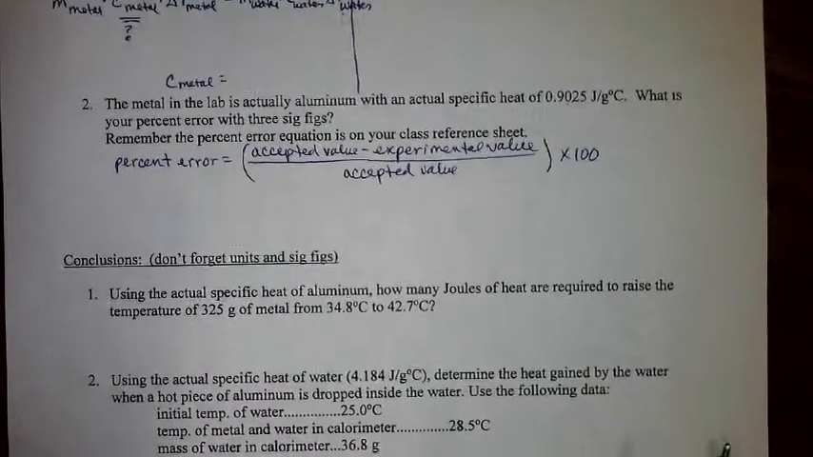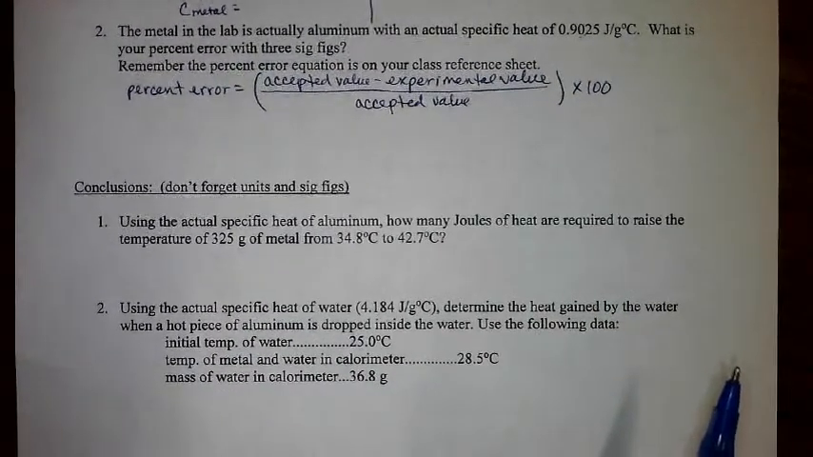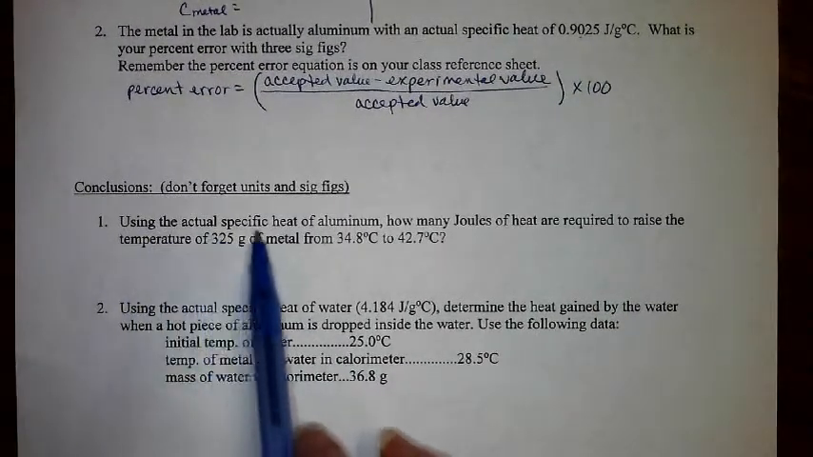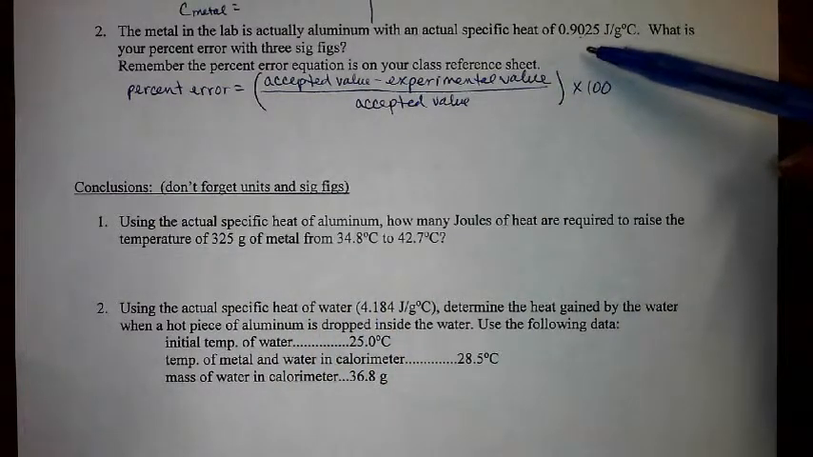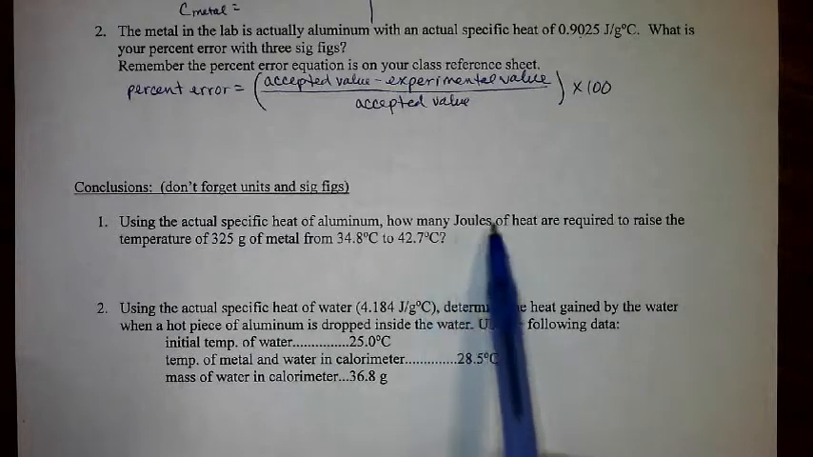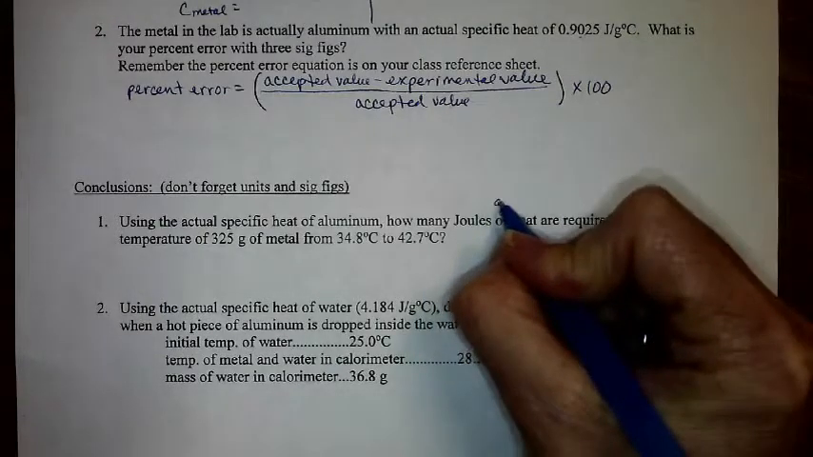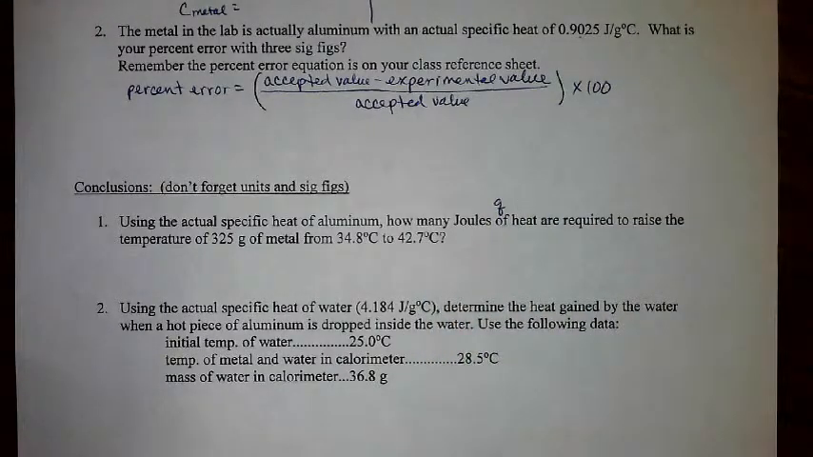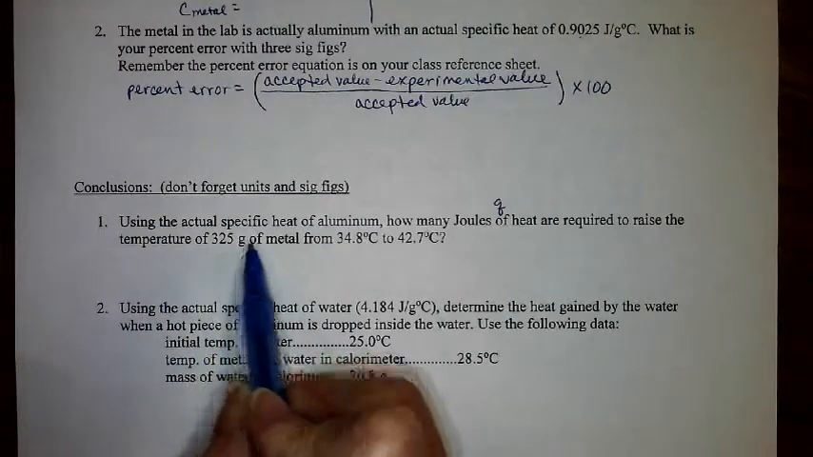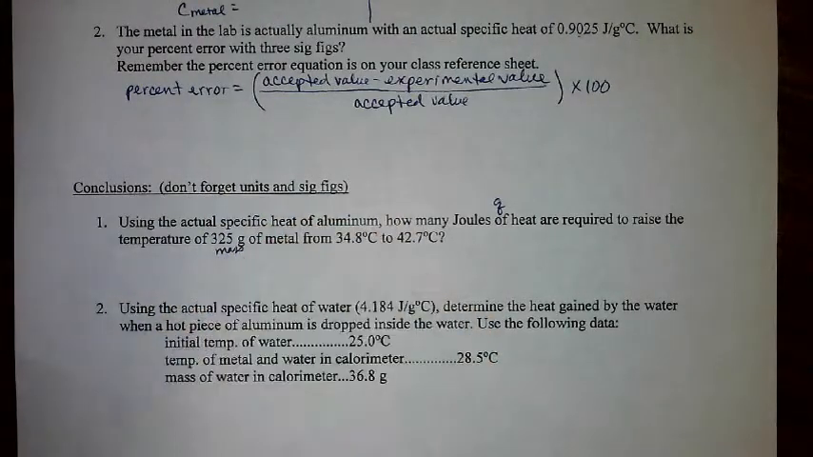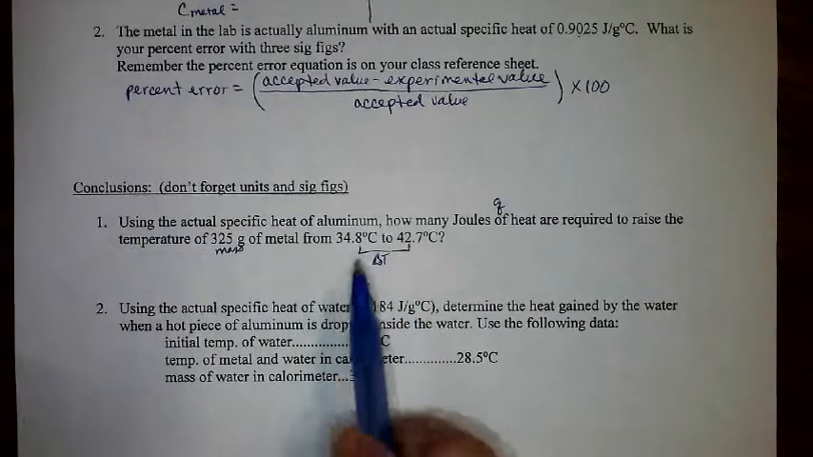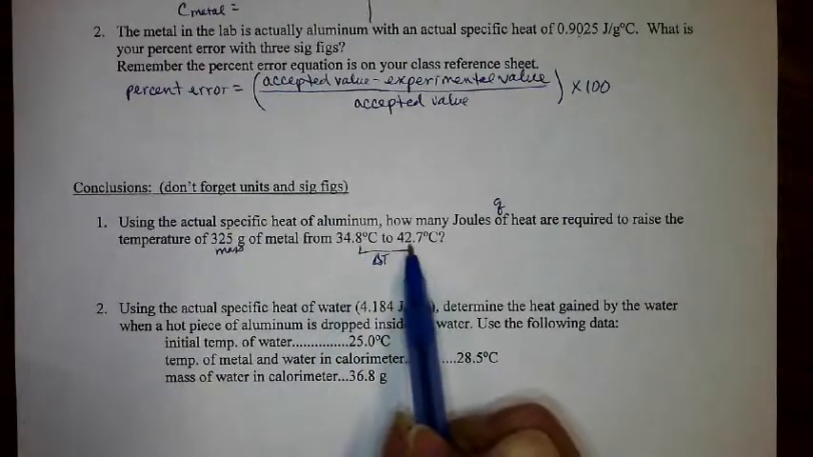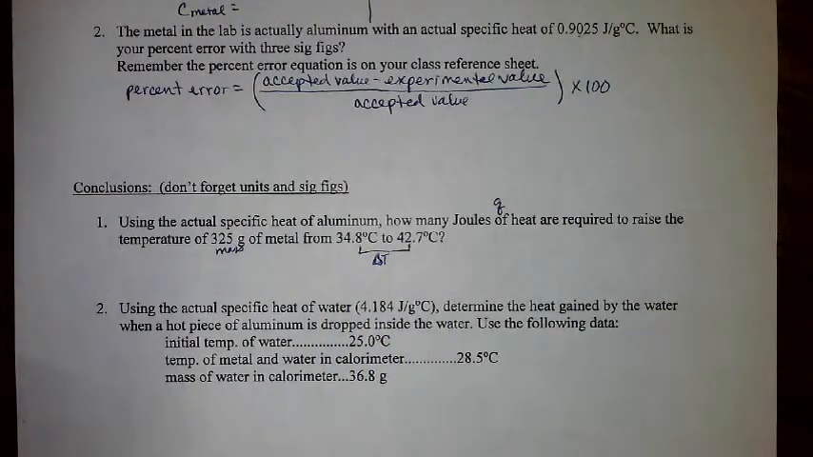Now, for the conclusions, it says using the actual specific heat of aluminum. So they gave that to you up here as the 0.9025. How many joules of heat are required? So it's asking you for Q in order to raise the temperature of this. That's a mass in grams, and this is your change in temperature. So you started at 34.8 degrees Celsius and you're increasing up to 42.7.